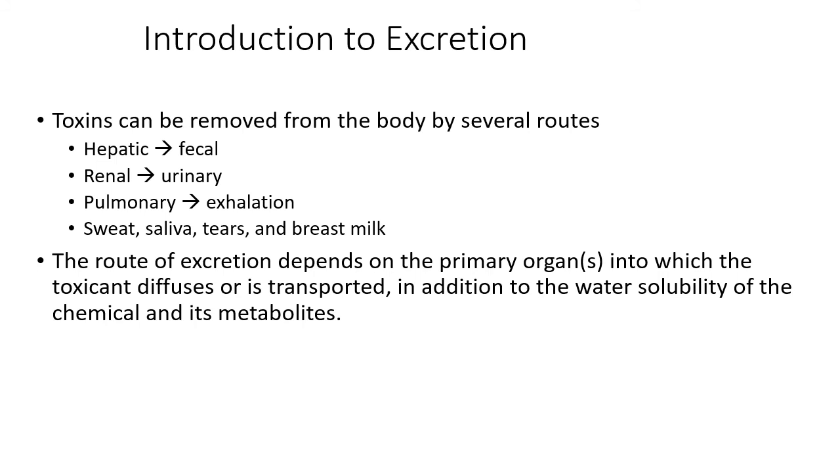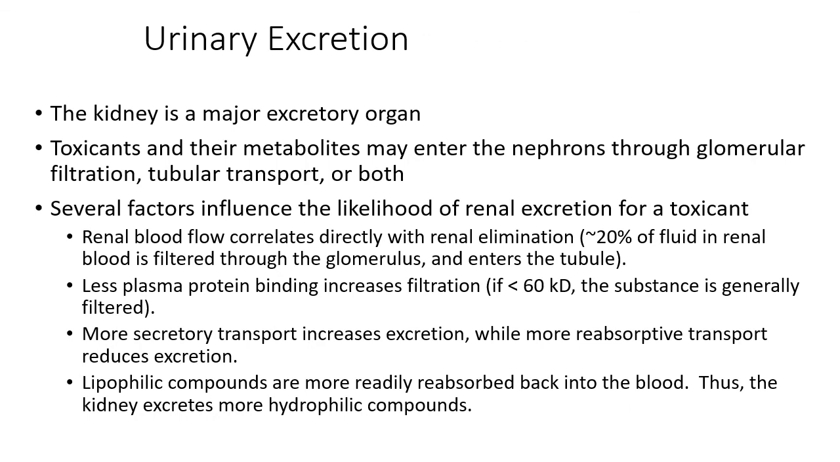So drugs and toxins can be removed from the body by several routes: hepatic, which is fecal; renal, which is urinary; pulmonary, which is exhalation; and then minor routes, there's sweat, saliva, tears, and breast milk. The route of excretion depends on the primary organs into which the toxicant diffuses or is transported, and it depends on the water solubility of the chemical and its metabolites. The kidney is, of course, a major excretory organ. Toxicants in the metabolites may just simply get filtered through the glomerulus, or they may be transported, or both.